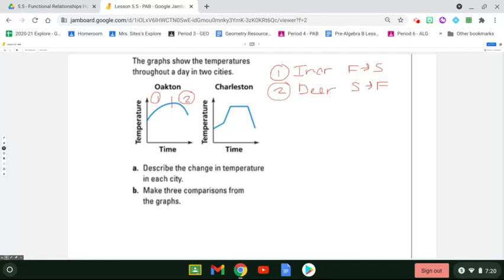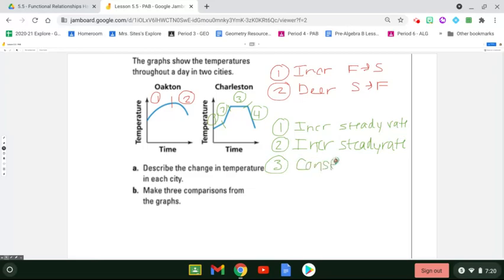Okay, we look at Charleston. Let's split it up into 1, 2, 3, 4 different sections. Again, these are all more linear. So the first one would be an increase at a steady rate. Again, the second one is also an increase, but at a more increasing rate. The third section is a constant rate. And then the fourth section is a decrease at a steady rate.